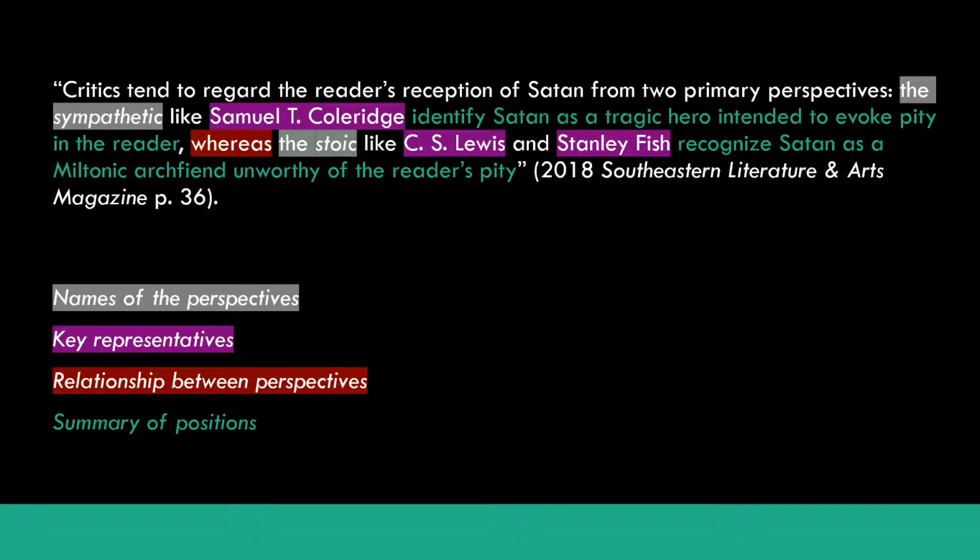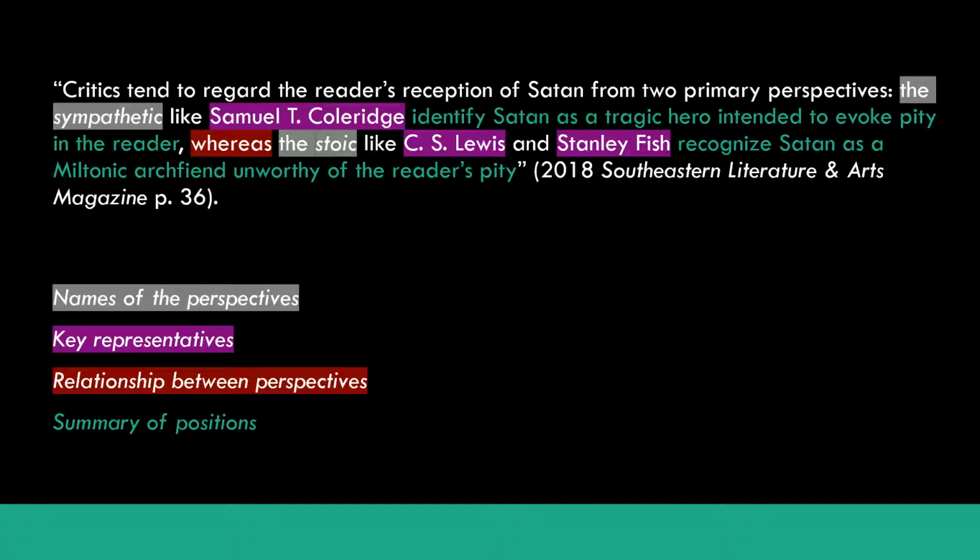Here is a sample literature review illustrating how researchers commonly survey and summarize the scholarly conversation of secondary sources. Critics tend to regard the reader's reception of Satan from two primary perspectives. The sympathetic, like Samuel T. Coleridge, identifies Satan as a tragic hero intended to evoke pity in the reader, whereas the stoic, like C.S. Lewis and Stanley Fish, recognize Satan as a Miltonic archfiend, unworthy of the reader's pity.